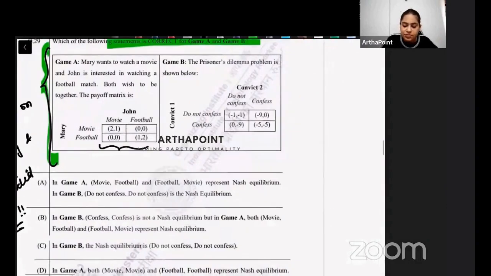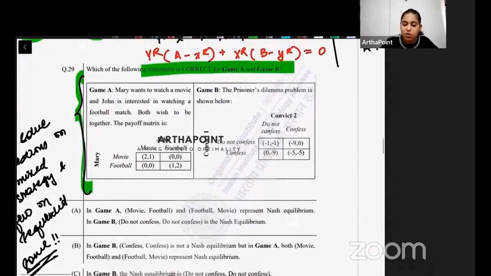Okay, let's come to this game. Actually, this is the battle of the sexes game. We already know how to solve it. So when Mary goes for movie, between movie and football, 1 is greater than 0, so payoff is 1. When Mary goes for football, between movie and football, 2 is greater than 0, so payoff is 2. When John goes for movie, between 2 and 0, 2 is greater, so 2. When John goes for football, between 0 and 1, 1 is greater, so 1. So the two Nash equilibriums we have are movie and football.